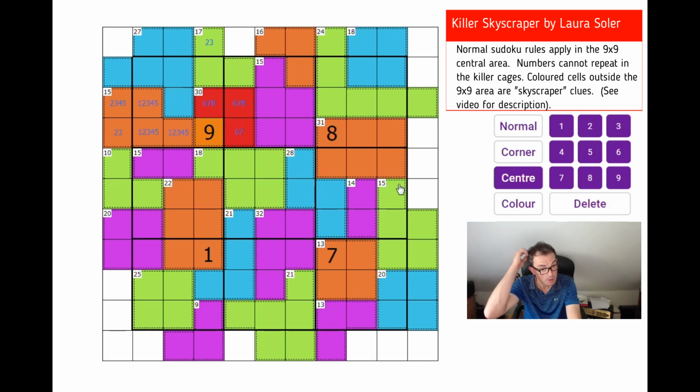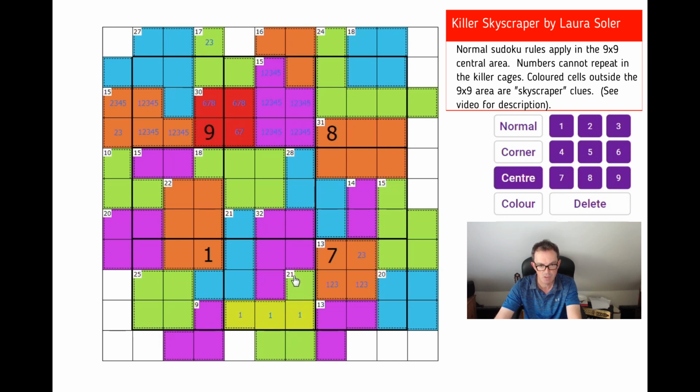Right, okay. Oh, look, we've got another 15 cage there, so that's 1, 2, 3, 4 and 5 again. The 13 cage already has a 7 in it, so these 3 cells have to add to 6, so they must be 1, 2 and 3, and there's a 1 here, so this is a 1, this is not a 1. So 1 in one of these 2 cells. Therefore, there's a 1 in one of those 3 cells.